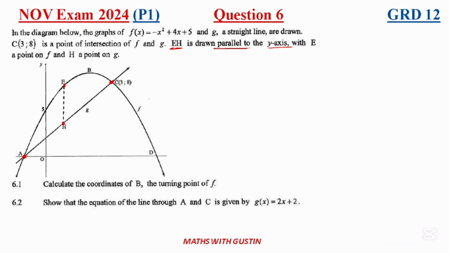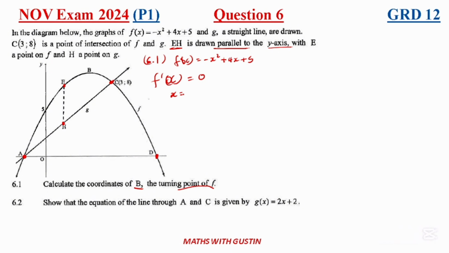We can already see that A and D are the x-intercepts of the parabola. So 6.1 says calculate the coordinates of B, which is the turning point of f. So there's the function there: f of x is equal to negative x squared plus 4x plus 5. We can use this or use the derivative. You guys just use the one you prefer. We can either use f prime of x, the derivative, equal to 0. The answer should still be the same.